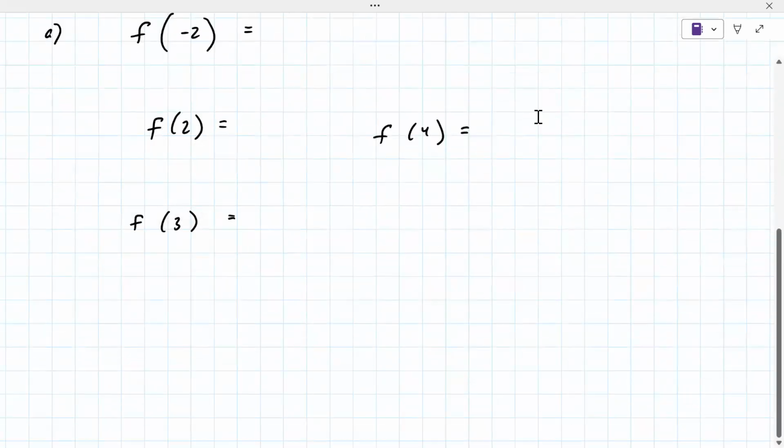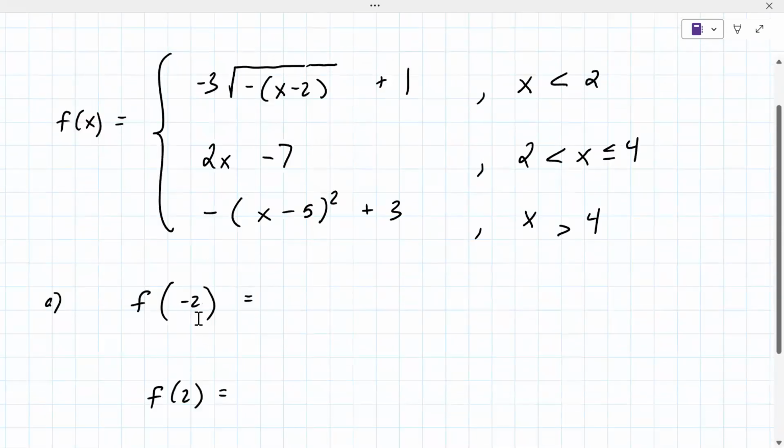Let me get this figured out here. All right. So what is the x value here that I'm giving you for part A? -2. First thing you ask yourself is: is -2 less than 2? And that's the first piece. Is that true? Yes, it is. So that tells you which piece to use. It can only be true in one of the pieces. Okay. So you're going to put that into the first piece. That's pretty easy.